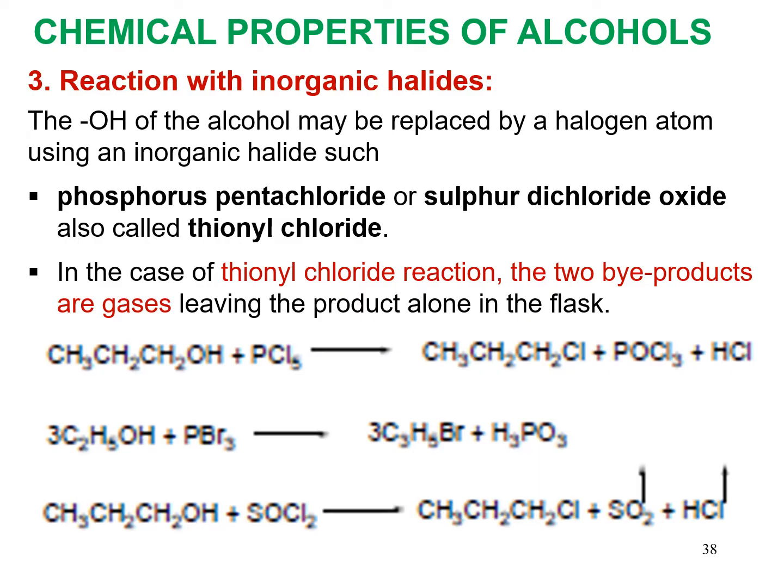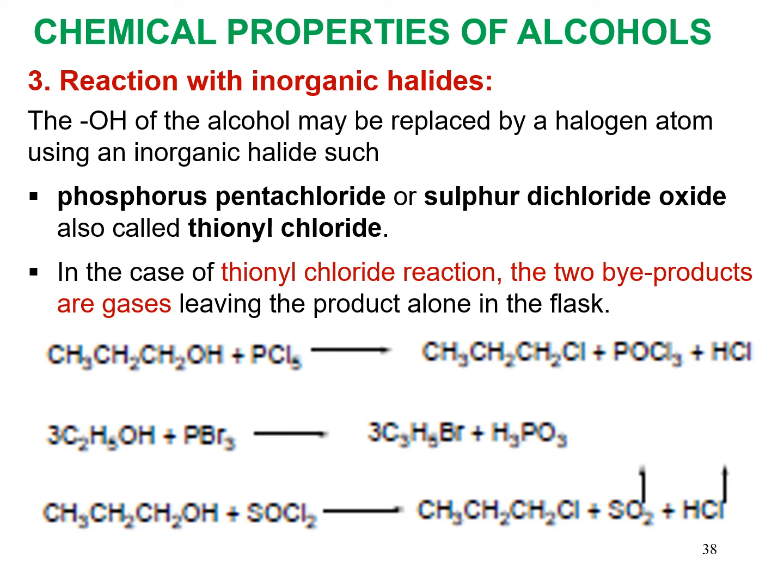Another reaction of alcohol is that it reacts with inorganic halides. With this inorganic halide, there's always an exchange of the hydroxyl group with the halide. The inorganic halide can be phosphorus pentachloride, phosphorus trichloride, phosphorus pentabromide, or phosphorus tribromide. So if it's bromide, there will be exchange of the hydroxyl group with bromine. But if it's chloride, there will be exchange of hydroxyl and chloride.